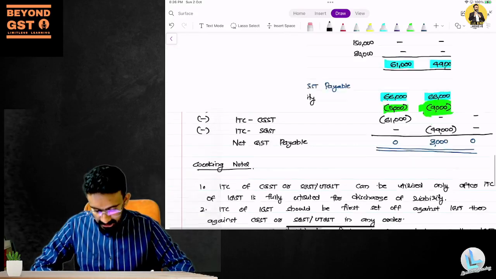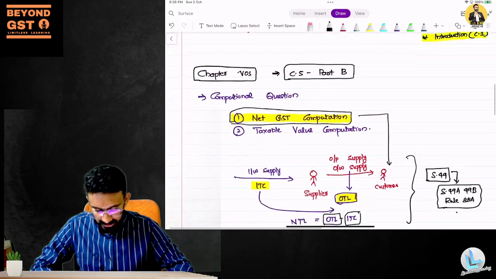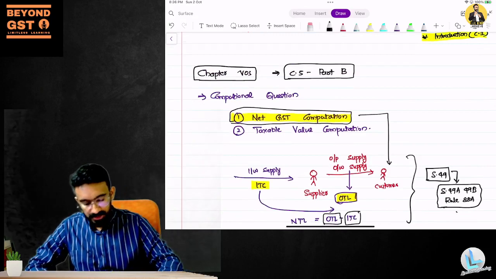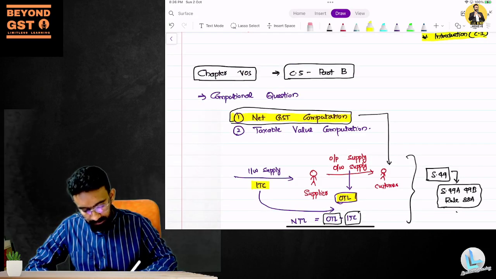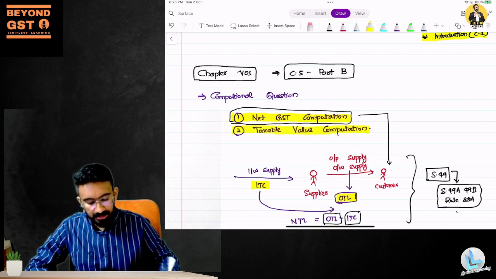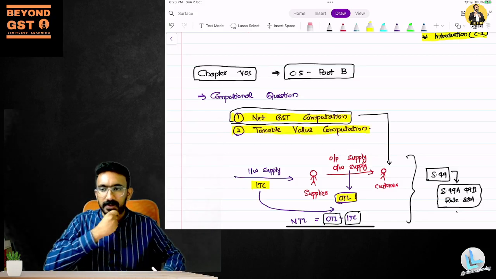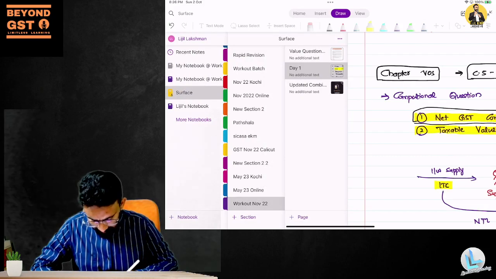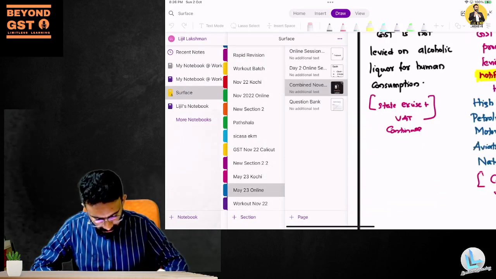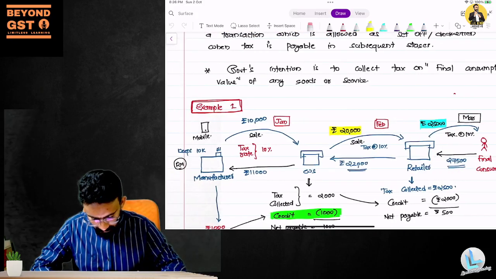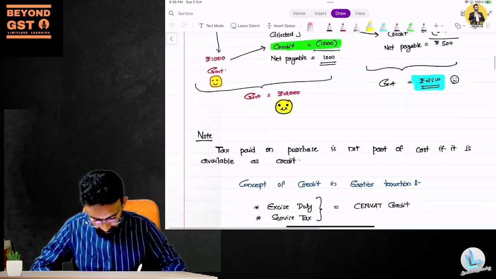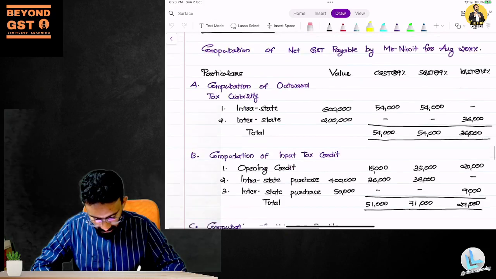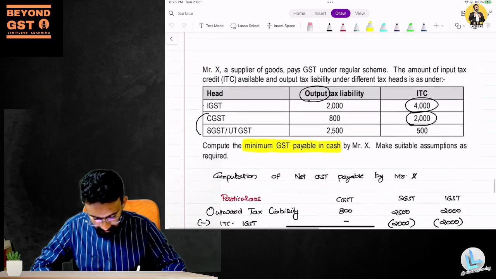So the next question type that we have for today is the taxable value computation. We've already seen net GST computation. Now we'll have to look at taxable value computation. Before we go to taxable value computation, let's look at a quick example, just to ensure our understanding is correct. I'll give you a quick example to solve.